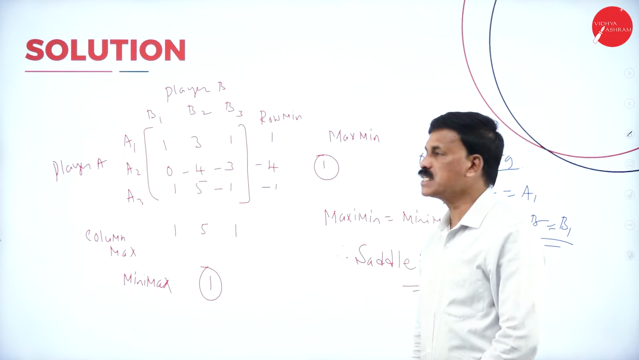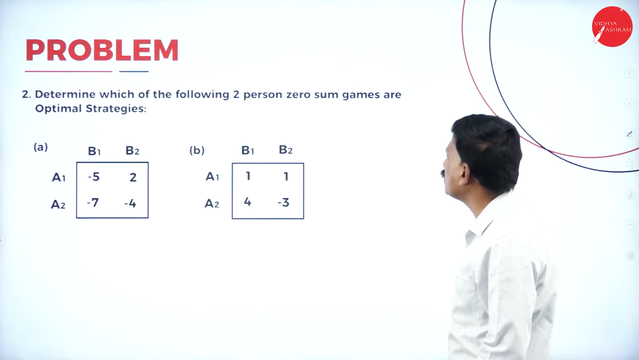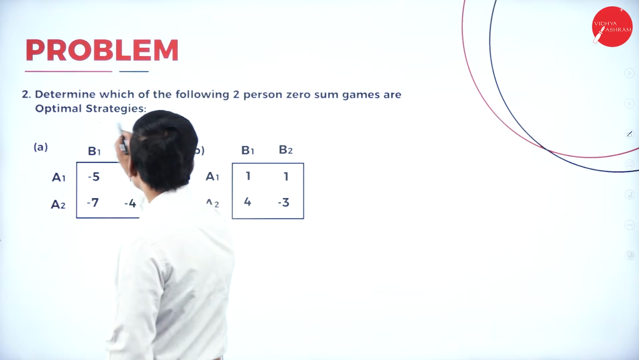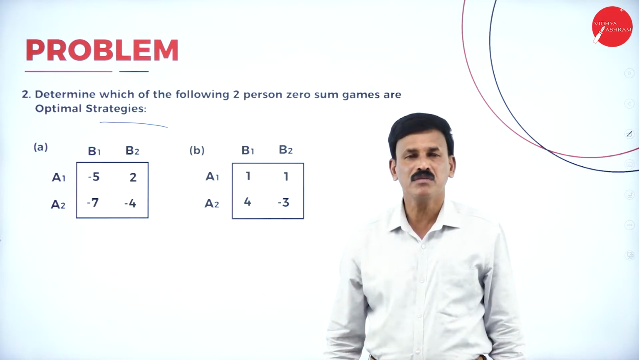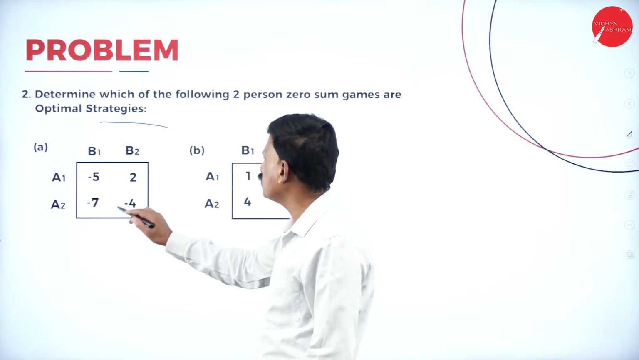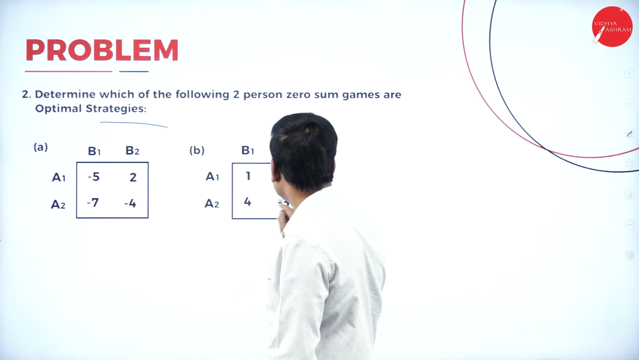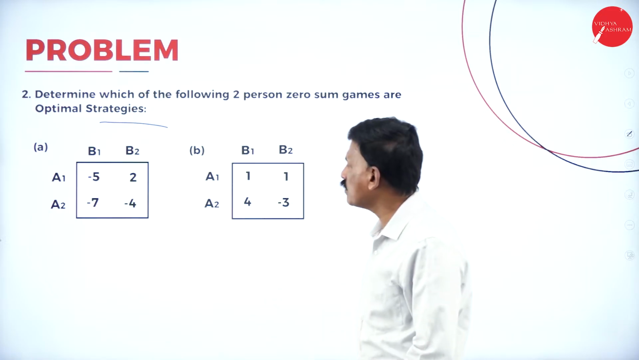Now let us come to the next problem. Determine which of the following two zero sum games have optimal strategies. There are two problems: the first with payoffs -5, 2, -7, -4, and the second with 1, 1, 4, -3, for players A and B. Now let us come to the first problem.